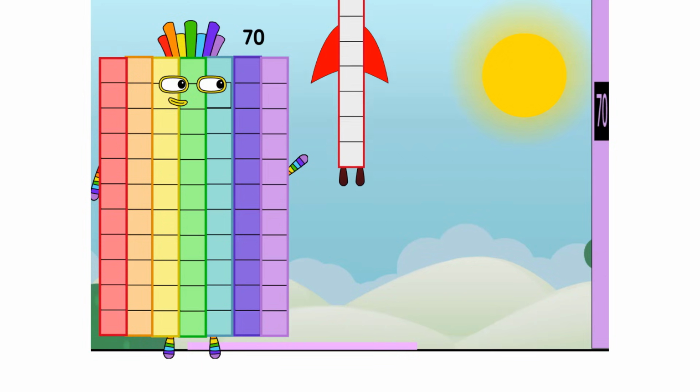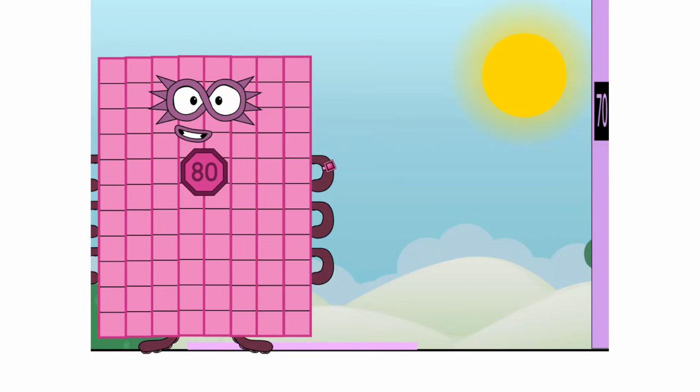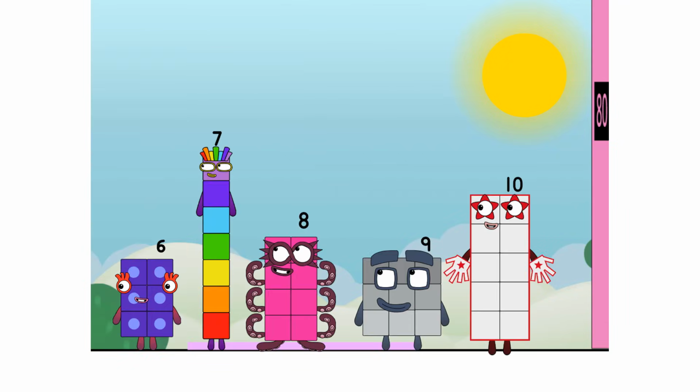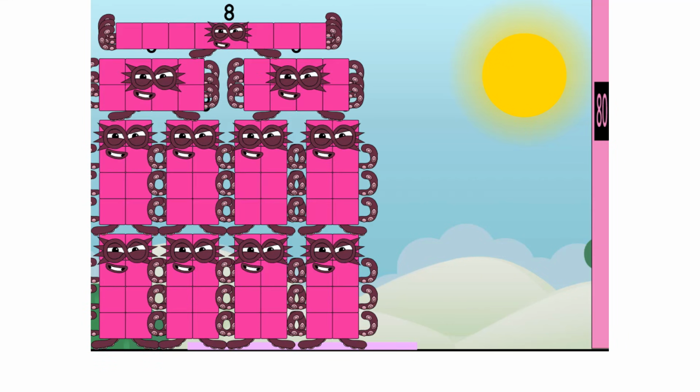Another 10. 8 times 10 equals 80. I am 80. Super Octoblock to the rescue. Secretly, I'm 8 tens. But this is a job for 10 eights. Octoblocks, assemble.